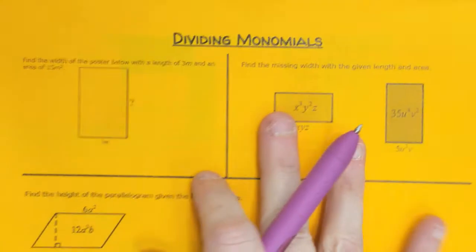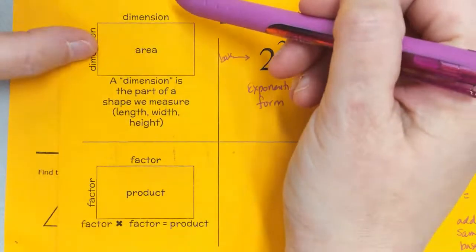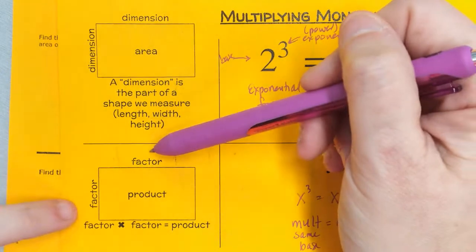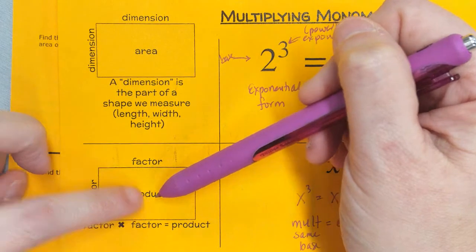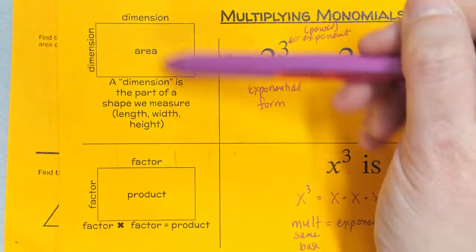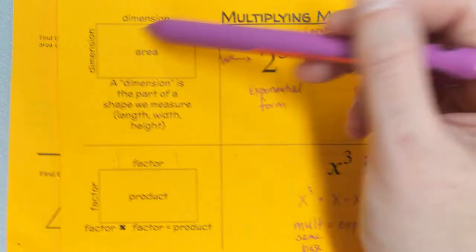I want to remind you of something else that we did in our last video. We talked about area and dimensions. So remember, we talked about how dimensions are on the outside and area is on the inside. Factors are on the outside, product is on the inside. This is going to matter because a lot of times the application that they give us for this is they'll say, well, the area of this shape is something, and the width is some number. What's the length?